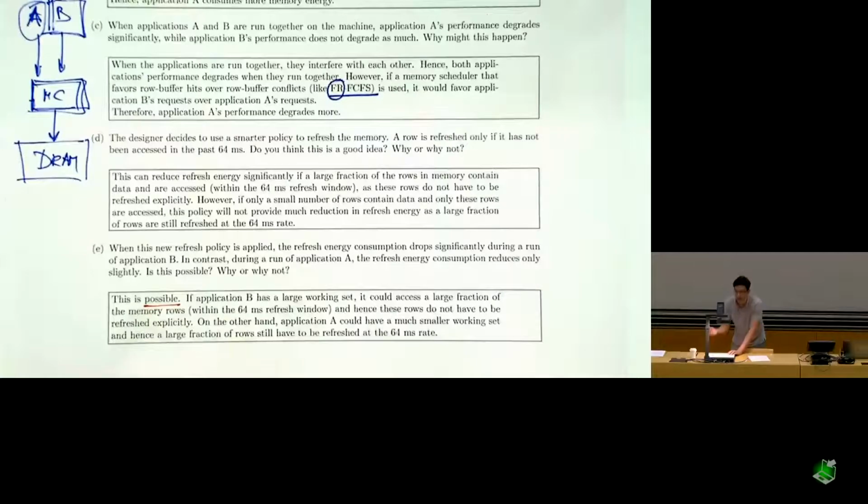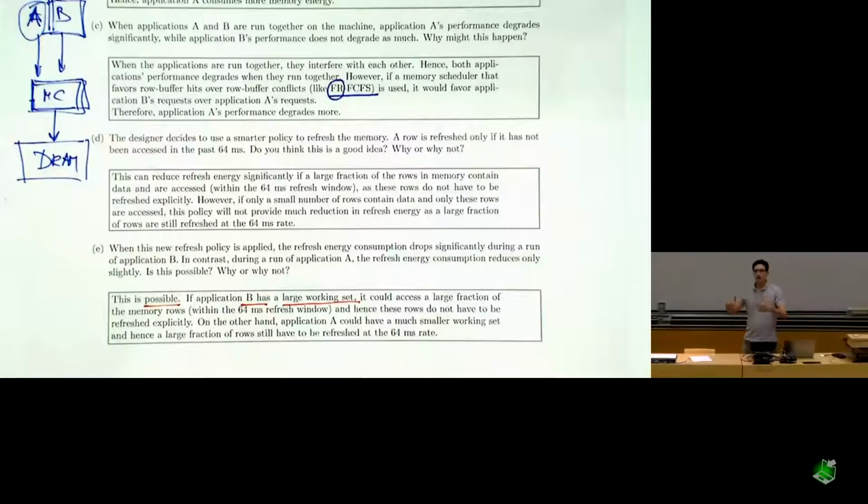Why is it possible? Well, this depends on how many rows each of the applications accesses, right? So for example, in this case, application B has a large working set. So there are many accesses to many different rows. So many of these rows are accessed very frequently, so they don't need to be refreshed. And for this reason, they are pre-charged. So there is no need to refresh them additionally.